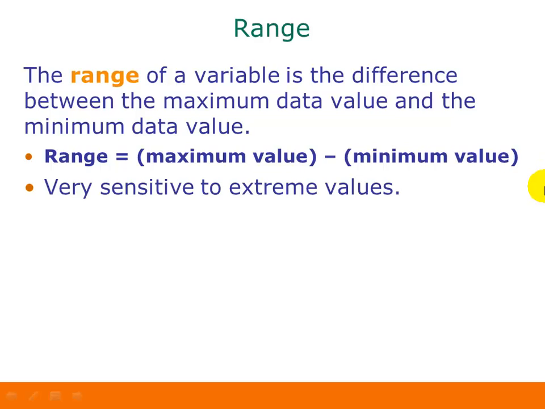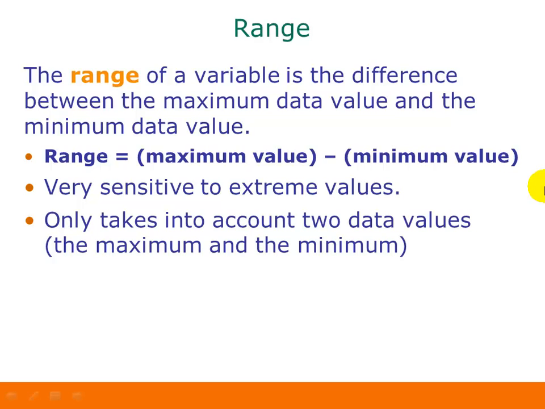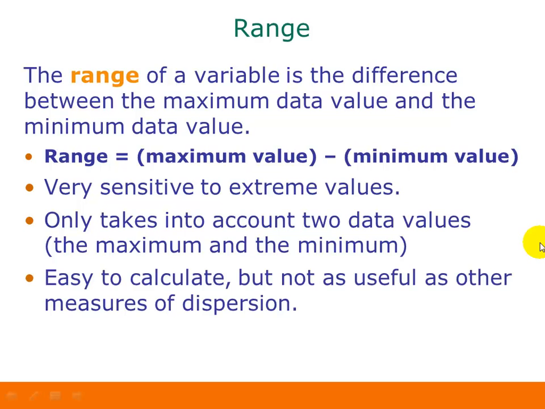The range as a measure of dispersion is very sensitive to extreme values. Another point about the range is that it only takes into account two data values from the set, the maximum and the minimum. It doesn't take into account any other data values. So it is very easy to calculate, but it's not actually as useful as some other measures of dispersion that we can use.